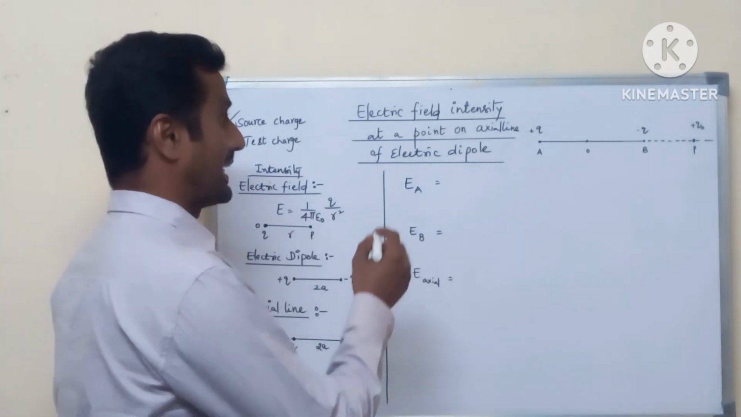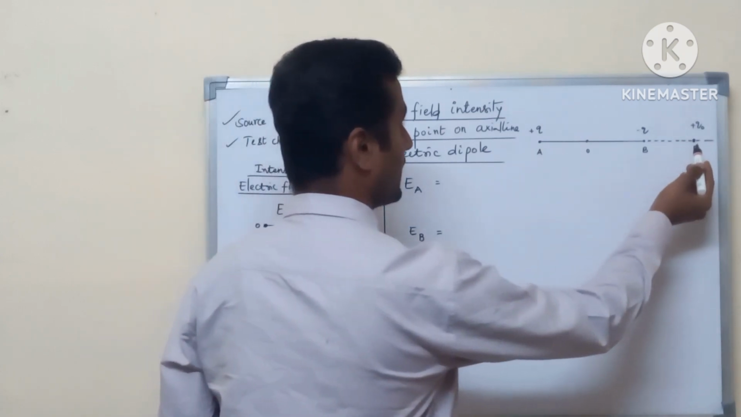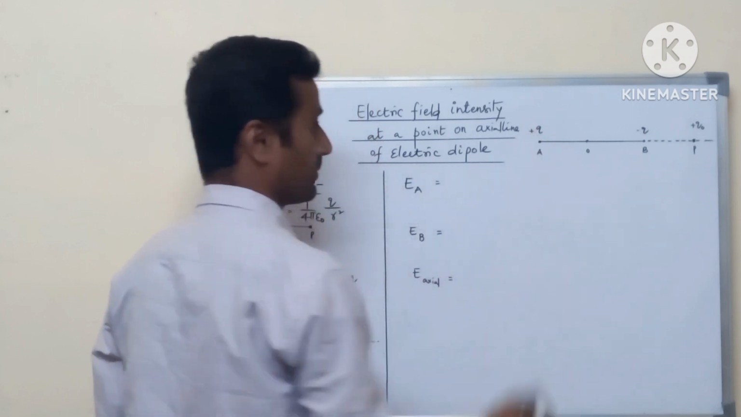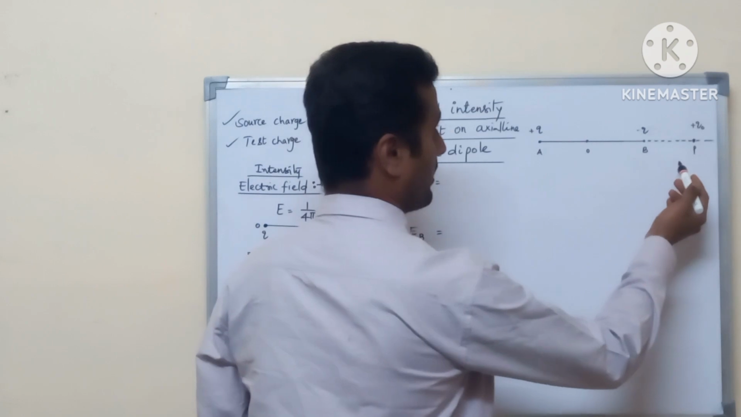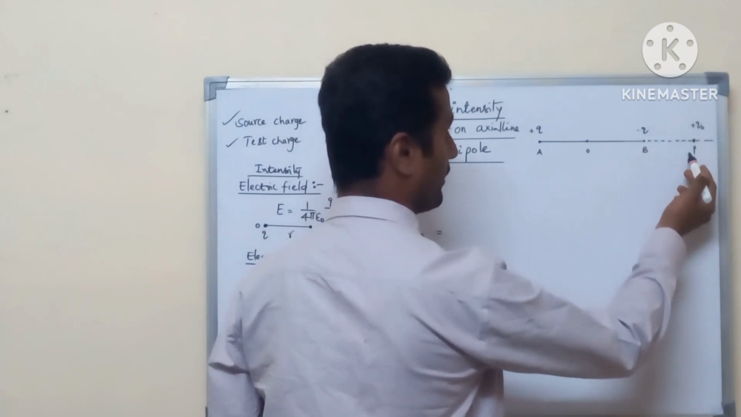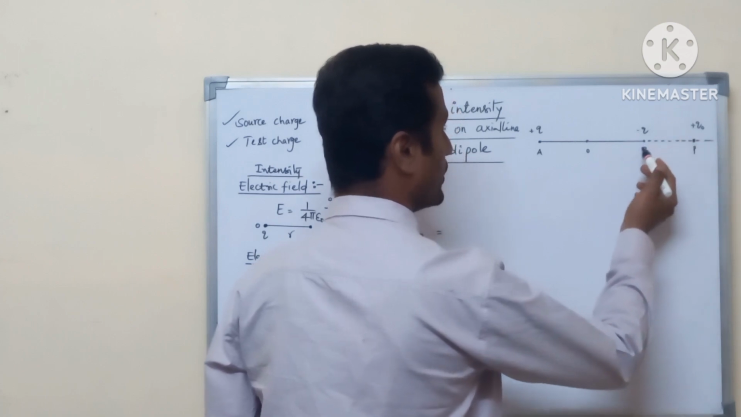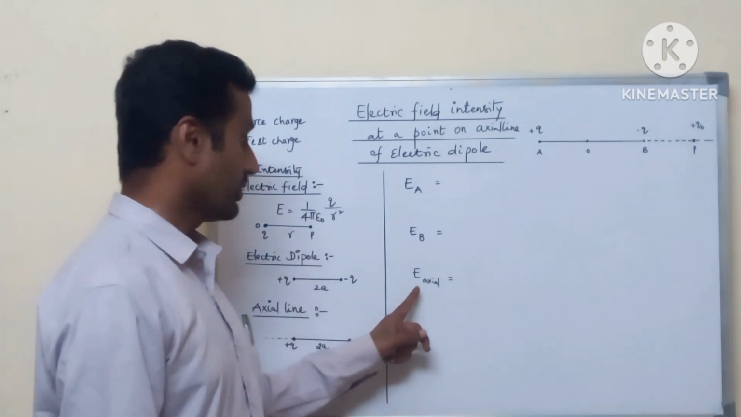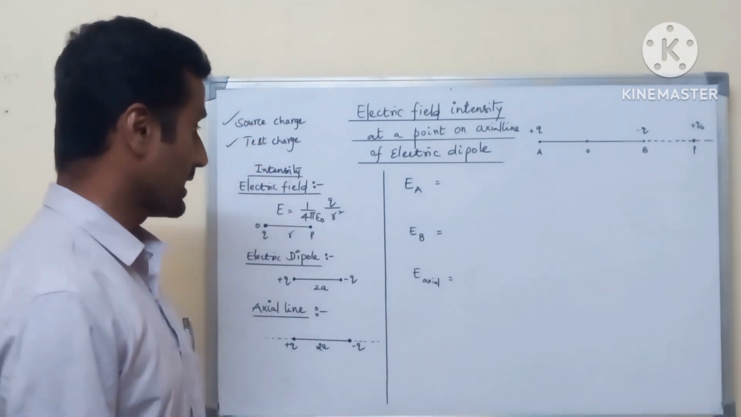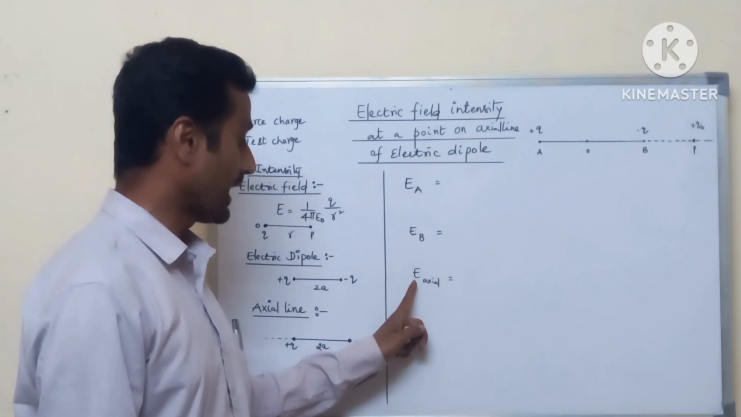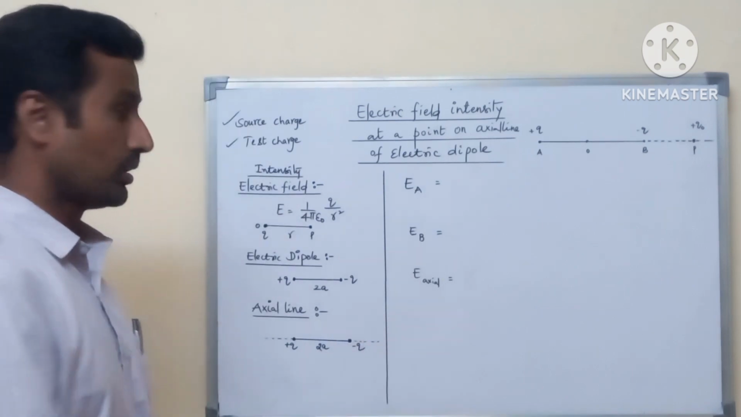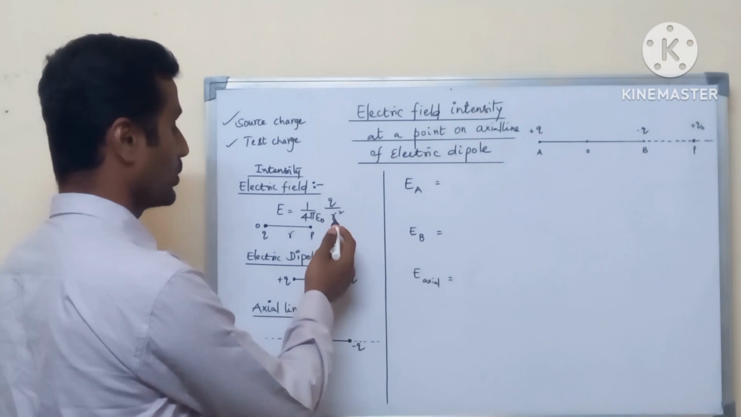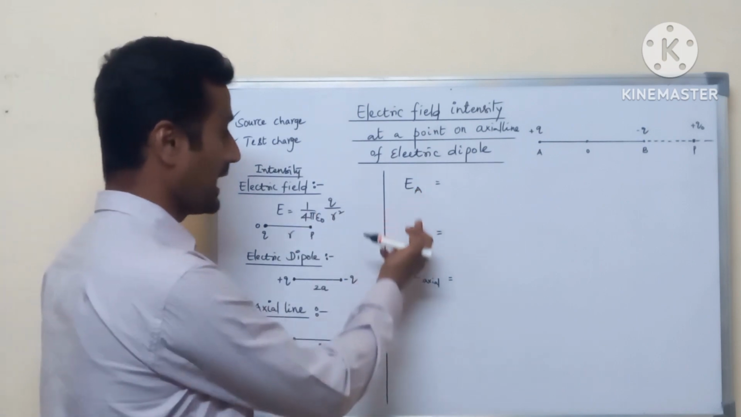Now let us try to find out the electric field intensity at point P due to a charge at A, and then the electric field intensity at point P due to a charge at B, and finally we calculate their resultant as the intensity on the axial line at a point. Use the formula of intensity of electric field E is equal to 1 by 4 pi epsilon naught Q by r square in order to calculate EA and EB.